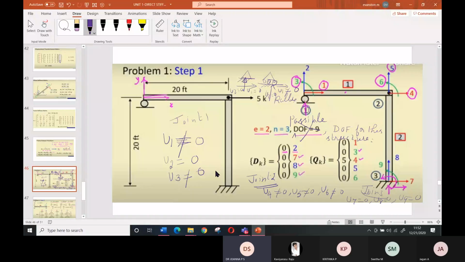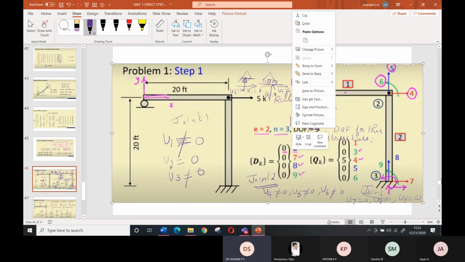So what are the degrees of freedom we have? We have the degrees of freedom as U1 is allowed, it is free. U3 is allowed because it can rotate. Whatever is 0 I have marked here. Just see here, U2 is 0. Then if you go to joint 3, U7 is 0, U8 is 0, and U9 is 0.